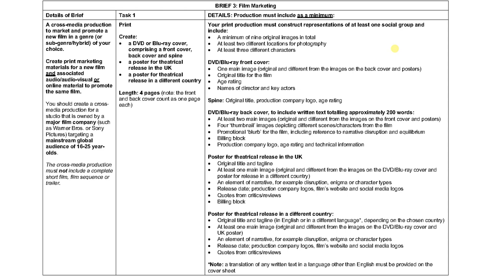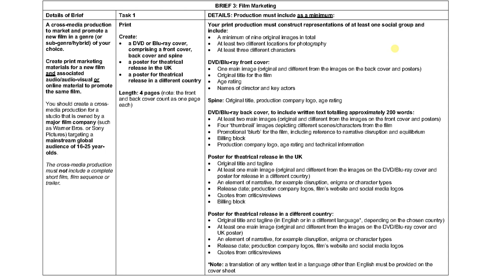On the back of your cover, you have to have at least 200 words of text in total, and at least 2 main images, original and different from the images on the front cover and the posters. They'll usually be at the top. 4 thumbnail images depicting different scenes or characters from the film. They'll usually be in a line or in a block. It has to have a promotional blurb, including reference to the narrative disruption and equilibrium. So synopsis basically, what's the story about? Something that's going to hook the person to buy the DVD.